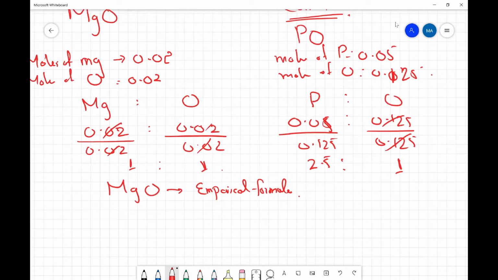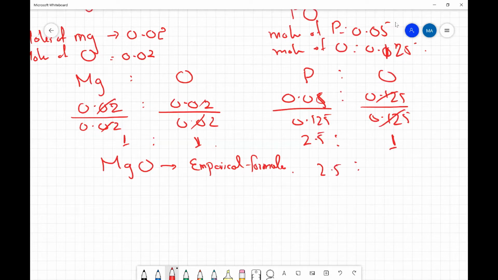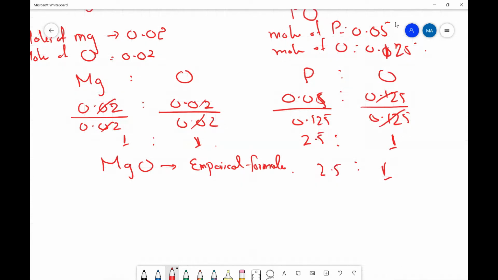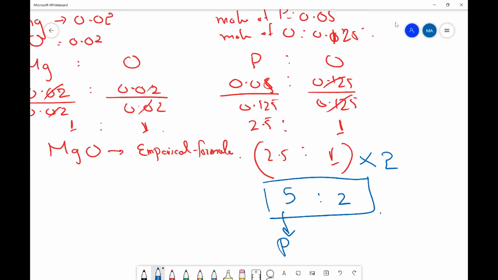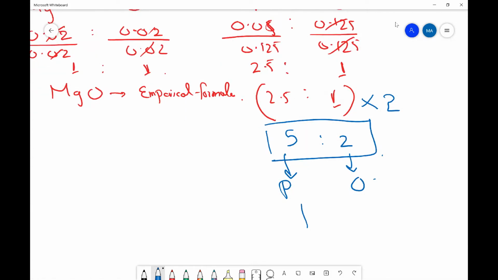So if the answer is 2.5 ratio 1, obviously your empirical formula cannot be in decimals, right? So you need to multiply this entire thing by the simplest whole number to convert it into whole numbers. For example, if you multiply this entire thing by 2, 2 ones are 2 and 2 times 2.5 is 5. So 5 ratio 2 is the answer. This 5 goes with P and 2 goes with oxygen. So your empirical formula will be P5O2. Why did we multiply it by 2 and not another number?